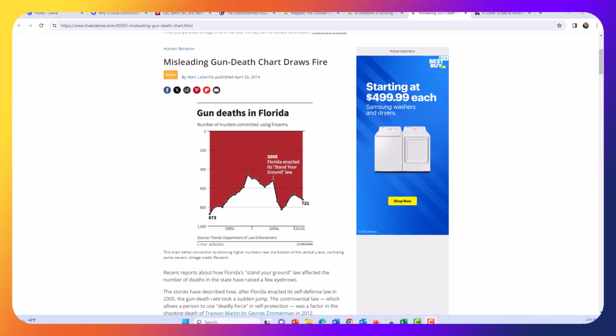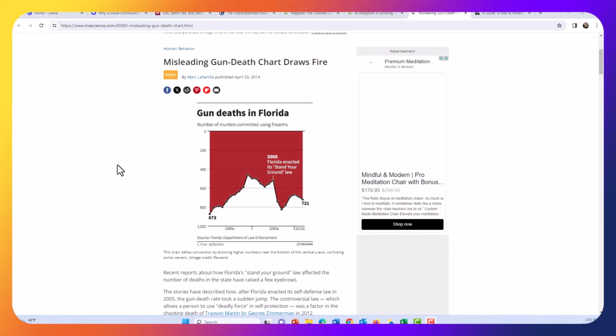Here's a pretty well-known example. This graph depicts the number of gun deaths in Florida before and after a law called Stand Your Ground was passed. There are several problems with this graph. First, take a look at the x-axis. The years are not clearly labeled. When exactly does this start and when does it end? It's not clear if the chronology here is evenly spaced or if this has been altered to shape the trend to make it look like a steeper curve.